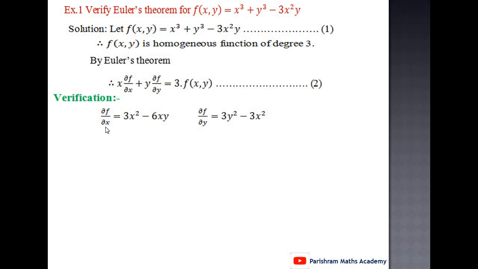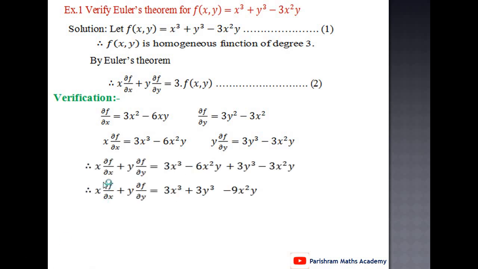Multiply ∂f/∂x by x and ∂f/∂y by y. We get x ∂f/∂x equal to 3x³ − 6x²y, and y ∂f/∂y equal to 3y³ − 3x²y. Then by taking their addition, x ∂f/∂x + y ∂f/∂y equals 3x³ − 6x²y + 3y³ − 3x²y, and therefore equals 3x³ + 3y³ − 9x²y.